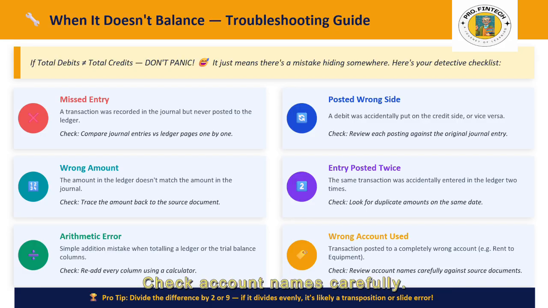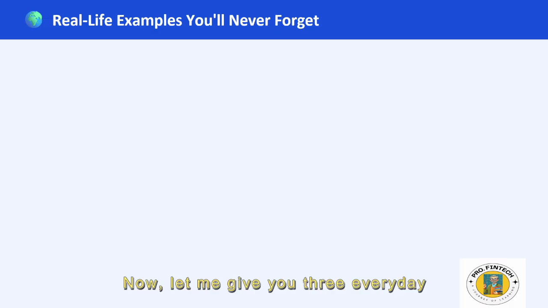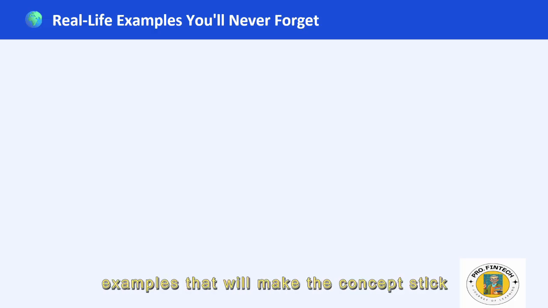Check account names carefully. Here's a trick accountants love. Check the difference between your debit and credit totals. If it's divisible by 2, you likely posted something to the wrong side. If it's divisible by 9, you likely have a transposition error where two digits were accidentally swapped, like writing 54 instead of 45. Now let me give you 3 everyday examples that will make the concept stick forever.